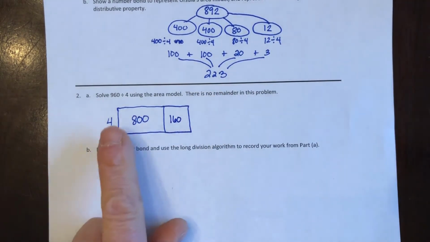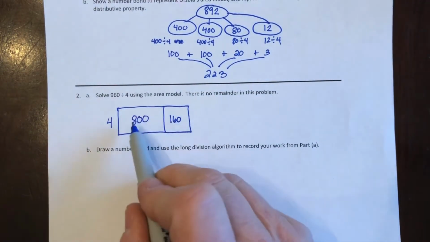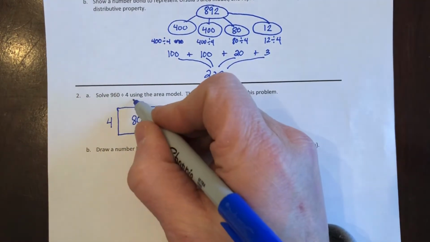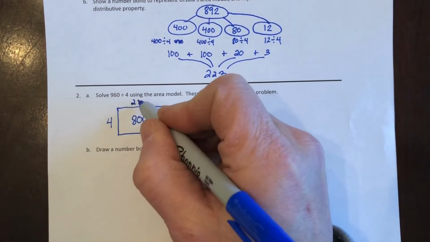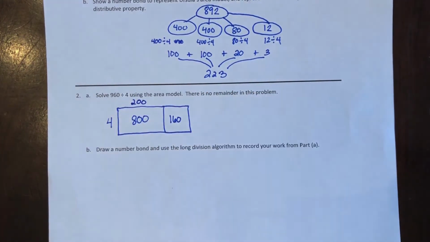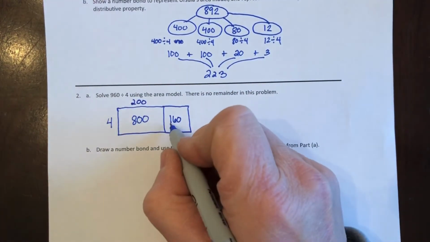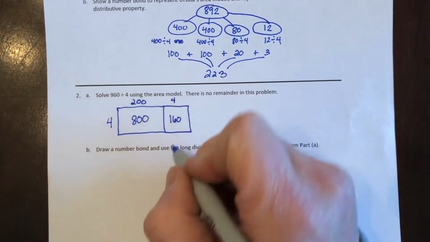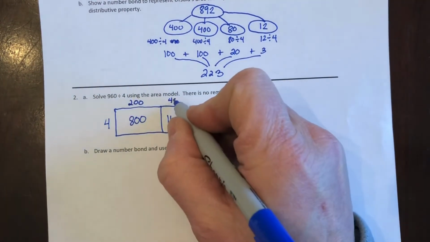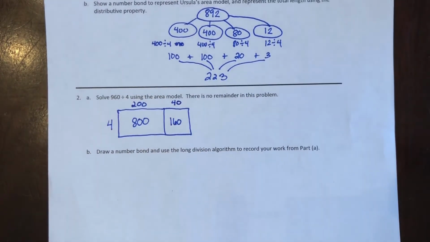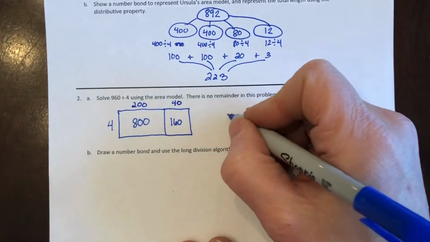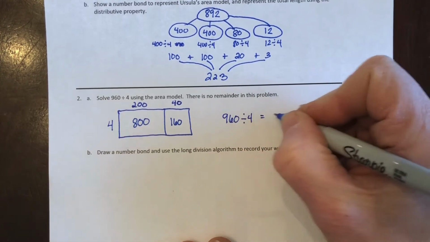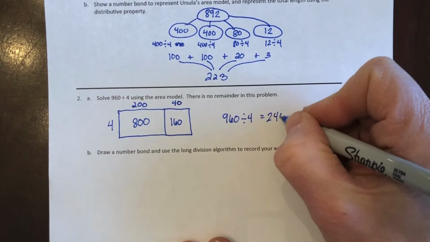Because what is 800 divided by 4? I could do this. 8 divided by 4 is 2, so 800 divided by 4 is 200. See how that works? And then here, what's 16 divided by 4? That's 4. 16 tens divided by 4 is 40. So over here, this ends up being 960 divided by 4 equals 240.